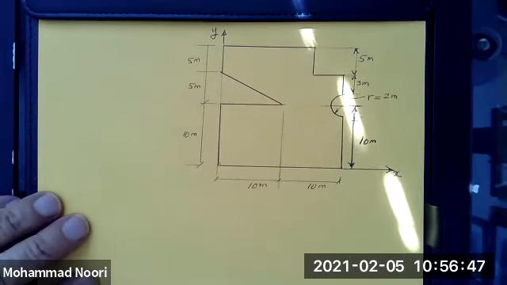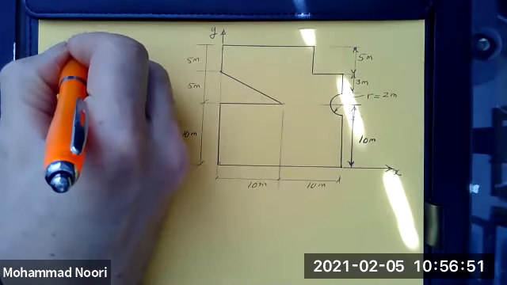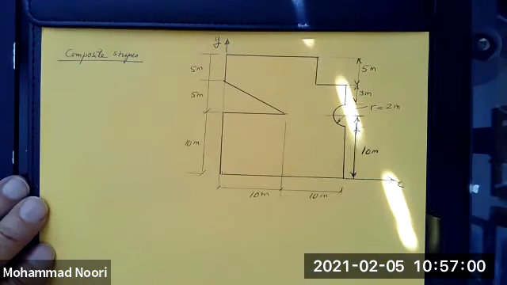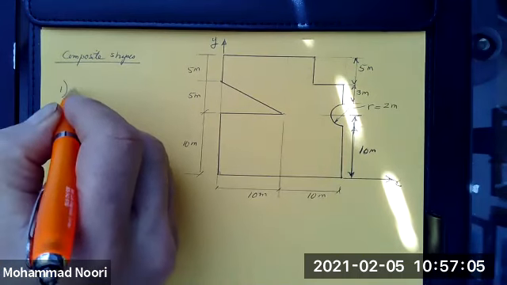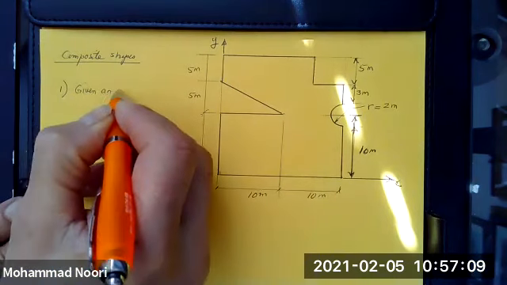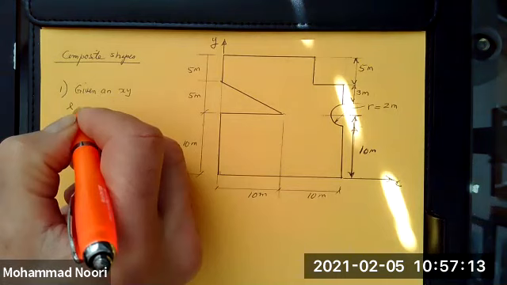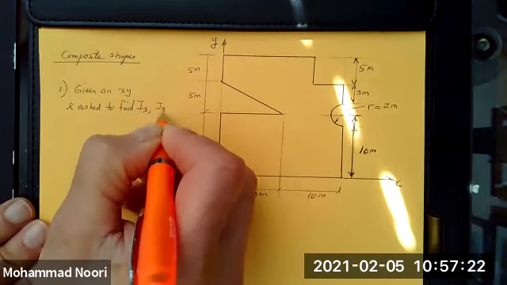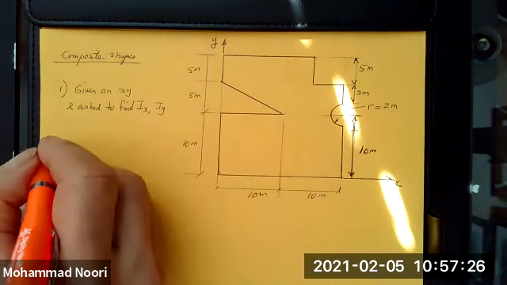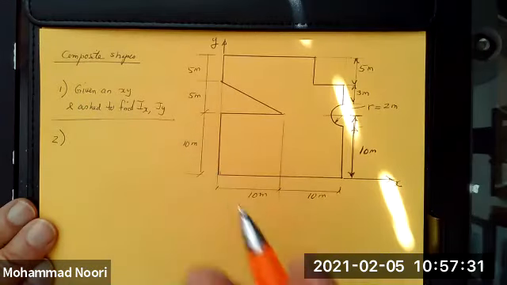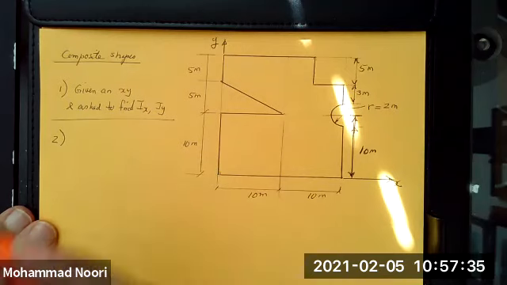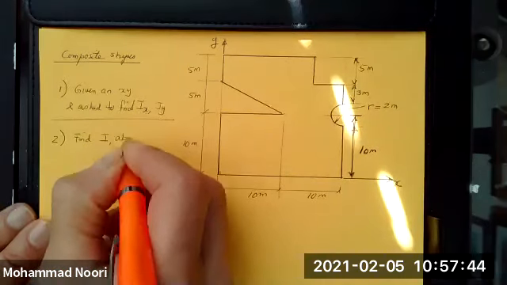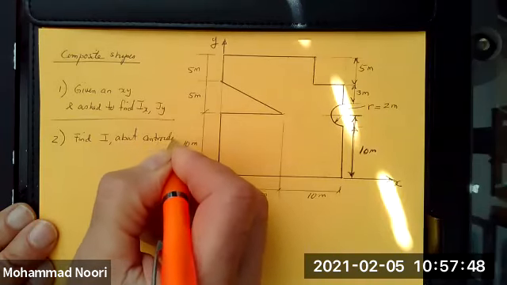When it comes to moment of inertia of composite shapes, which is what this is, the types of problems you have are of two types. One, you are given an XY axis and you are asked to find moment of inertia about those axes. That's one type of problem. The second type, this is the easier one, easier in terms of less operations involved, or you're asked to find moment of inertia about centroidal axes.